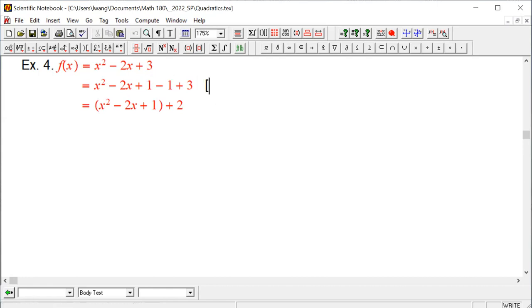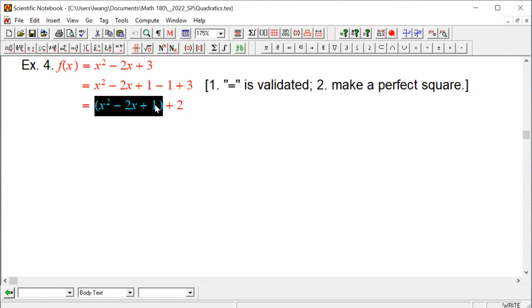Number 1, the first purpose is to make sure the equal sign is validated. The second reason is to make a perfect square, i.e., this is going to make a perfect square.